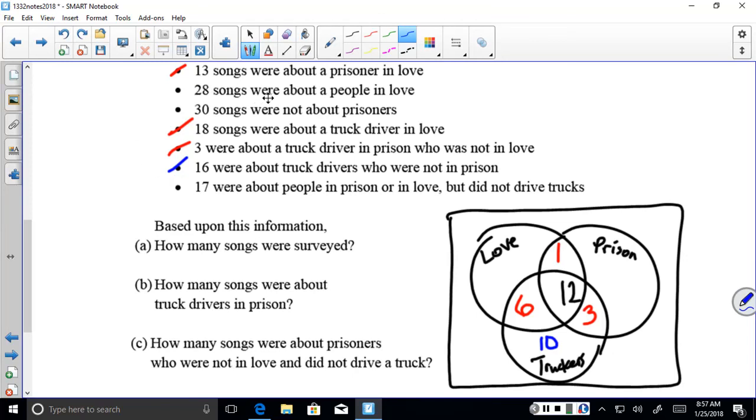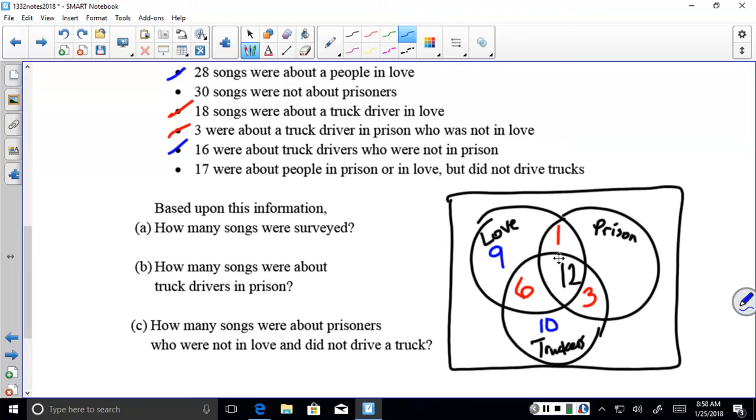28 songs were about people in love. Can we do that one now? Yeah. So the love circle currently has 19 in there, so that leaves 9 right there. 30 songs were not about prisoners. So take your hand and cover up the prisoner circle. The other 4 spots should add up to 30. Right now they add up to 25, so that means 5 people are out here. 17 were about people in prison or love, so both these circles, but did not drive trucks. So these 3 out here. So we already have 13. That leaves 4.